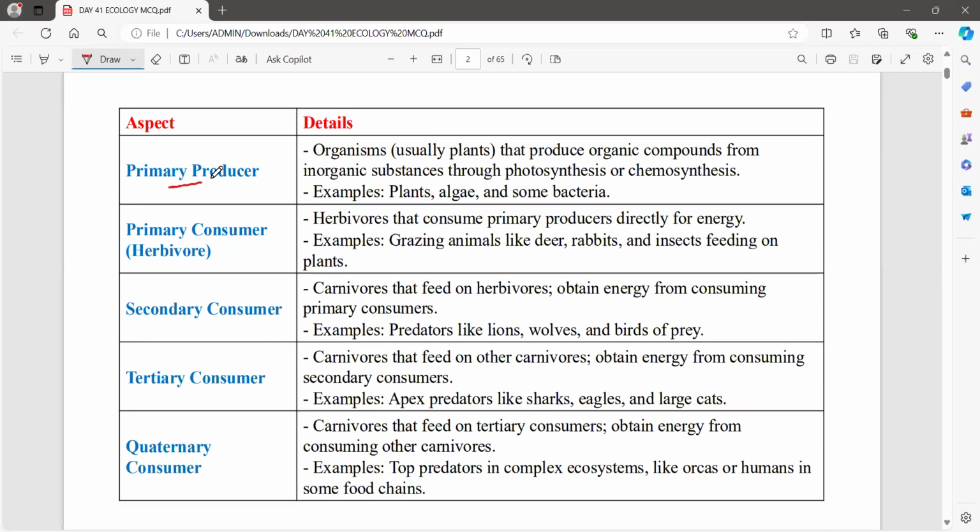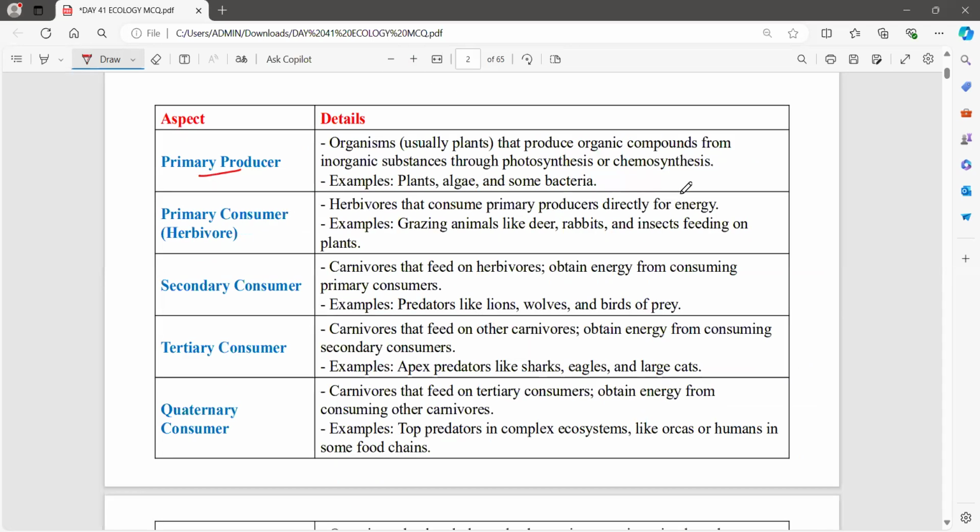So the primary producer. Who is the primary producer? Any idea? Just interact with me, okay? Plants. Why is it a primary producer? Just give me a hint word. That is sufficient.